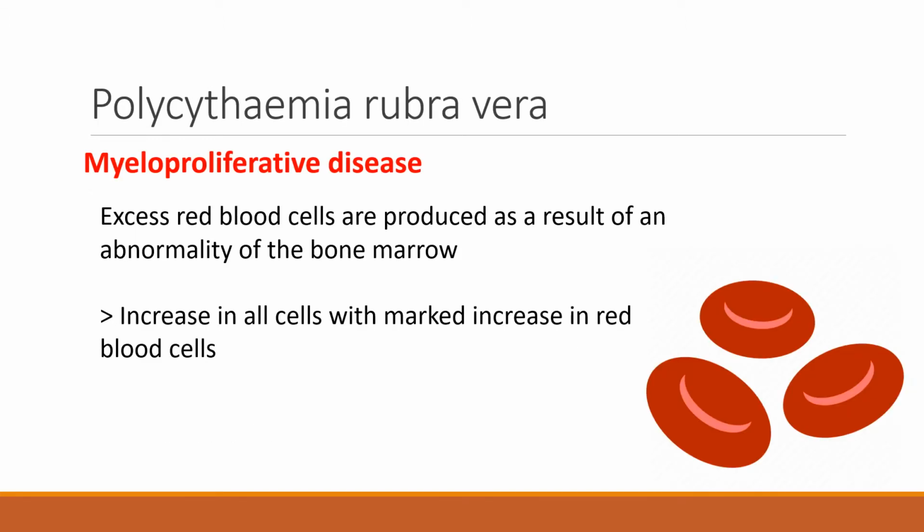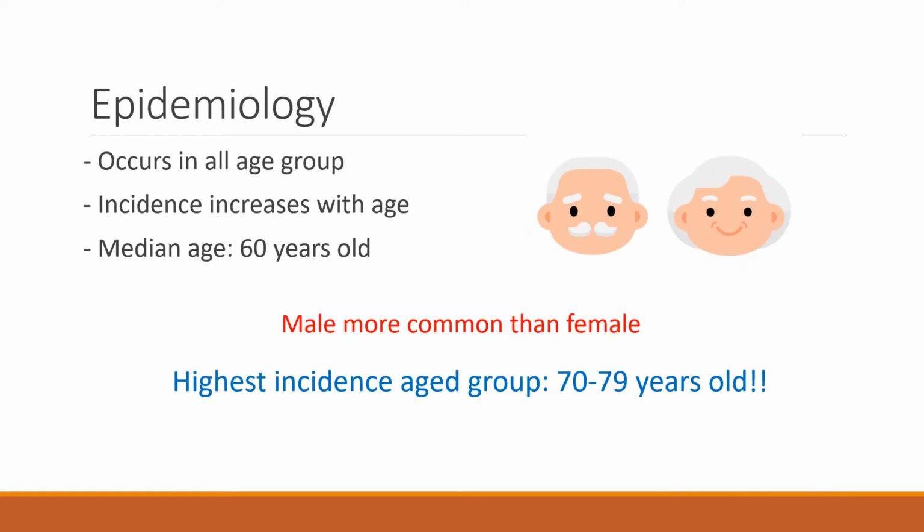So, polycythemia rubra vera is a myeloproliferative disease, which means excessive red blood cells are produced as a result of an abnormality of the bone marrow. As a result, there is an increase in all cells, with a marked increase in the red blood cells in the blood packed volume. And this is the epidemiology of polycythemia rubra vera.